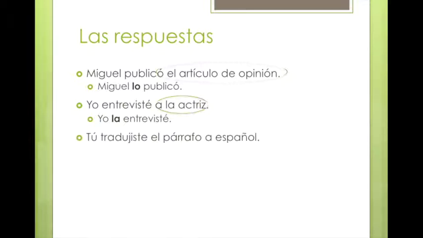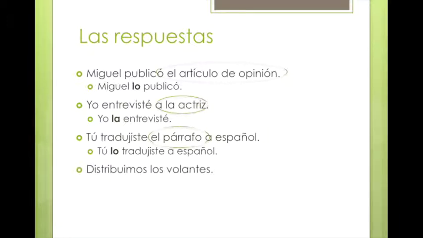You translated the paragraph to Spanish. Tú tradujiste el párrafo a español. What did you translate? The paragraph. So you translated it to Spanish. Lo tradujiste. Distribuimos los volantes. We distributed the flyers. What did we distribute? The flyers. So we put that out in front. We replace it with los. Los distribuimos. We distributed them.